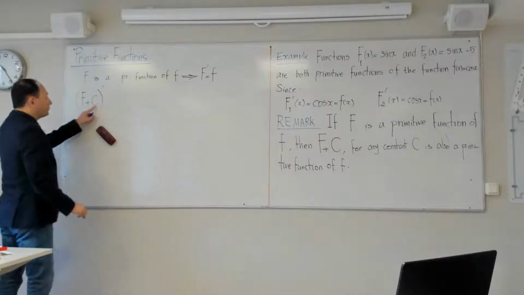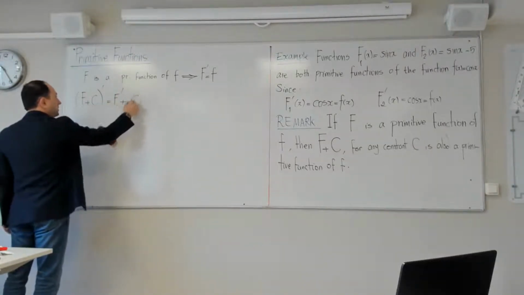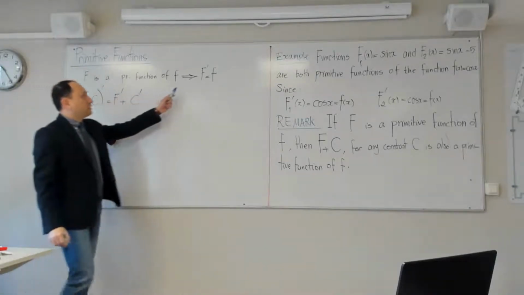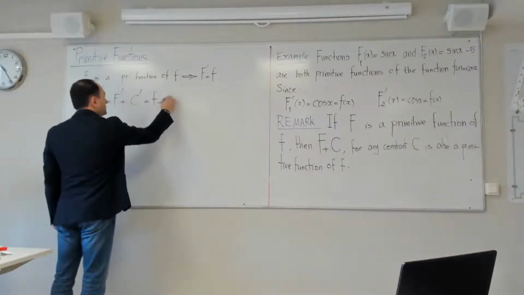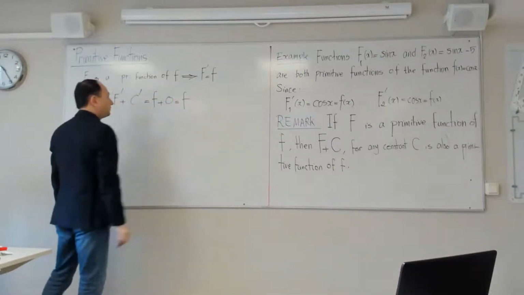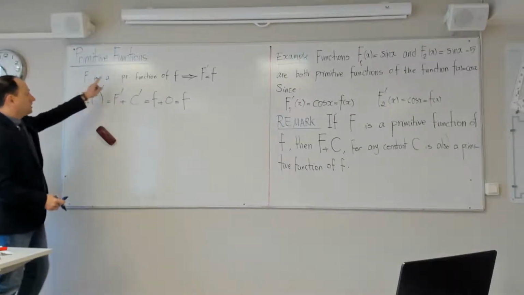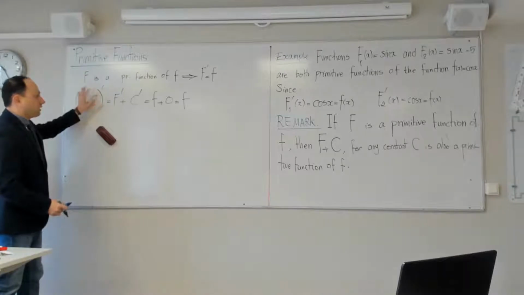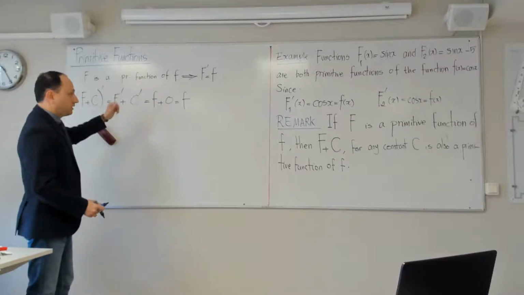According to the sum rule for derivatives, it becomes the derivative of the first one plus the derivative of the second one. But the derivative of this first one is little f. The derivative of the constant is 0, so what I get is f. As simple as that. Because the derivative of this function is this function, it means that this is also a primitive function. So it's very easy, at the level of your lesson, to understand that.